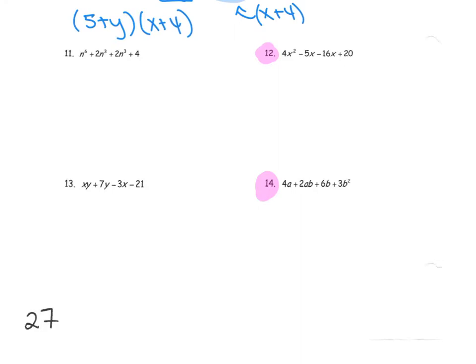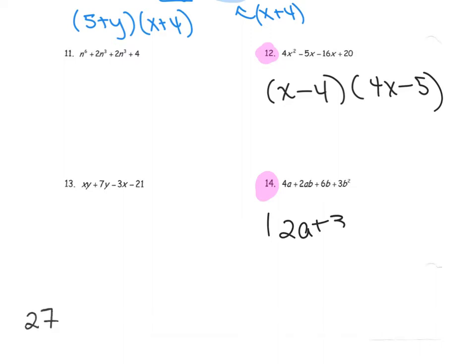The answer for 12, again, you guys have to show the work. This final answer will not give you credit. I'm not going to take it. I need to see the work. And we have 2a plus 3b times 2 plus b. So write it down, check, make sure your answer matches.